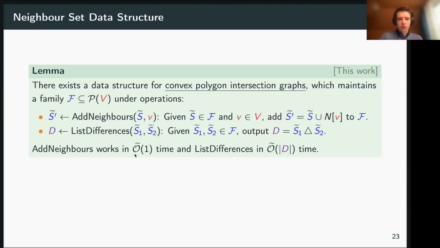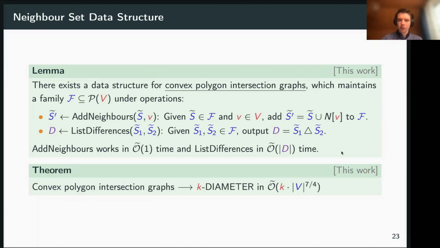The first operation we want to work in worst case constant time. By O with tilde, I mean of course that we hide logarithmic factors, so it is actually log n. And we want the list differences operation to work in output sensitive time, so its time depends only on the output size, on the number of indices in the symmetric difference. We actually show that such a data structure is possible not only for unit squares, but also for convex polygon intersection graphs. That is the case where we have a fixed convex polygon with a constant number of sides, and we have intersection graphs of its copies in the plane.